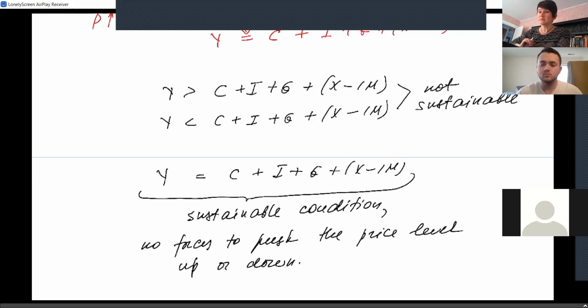So the goal is to reach the equilibrium? Yes, very good. Excellent observation. Yes, the ultimate goal is to reach this sustainable condition, because once we're there, there will be no change in prices, no unexpected change in prices. And total output will match total demand. Everybody is going to be happy. Yes, an excellent observation. Okay. Anything else?